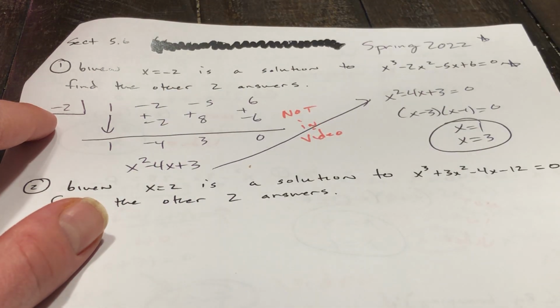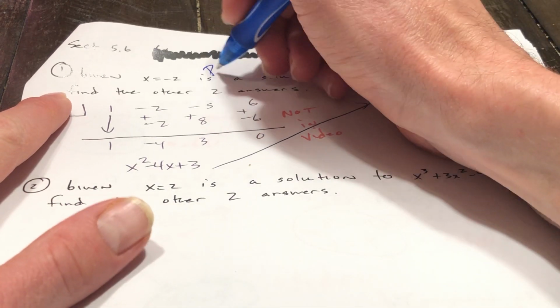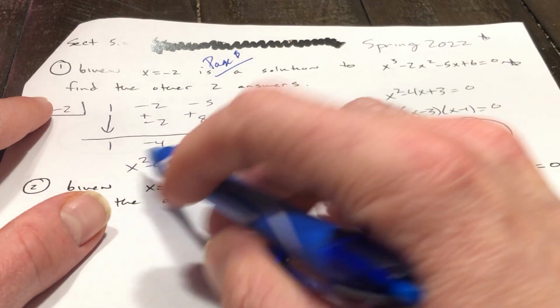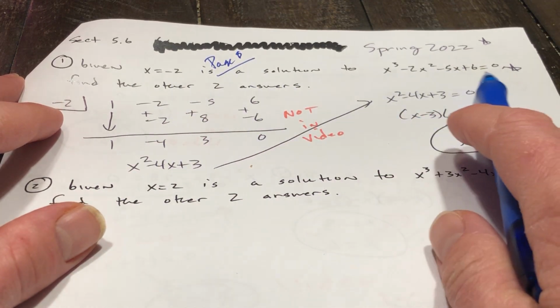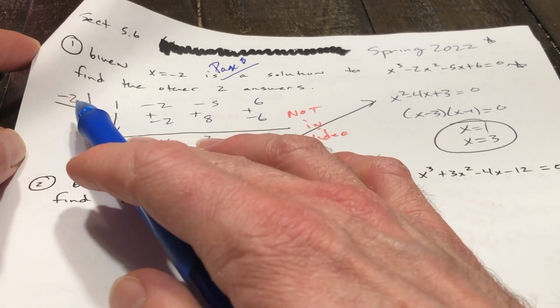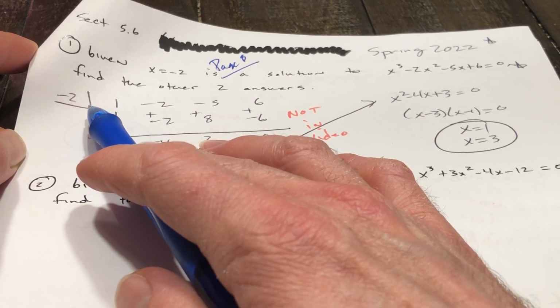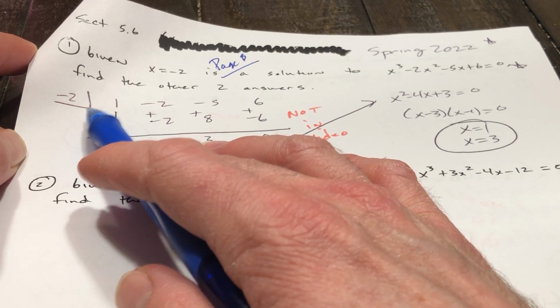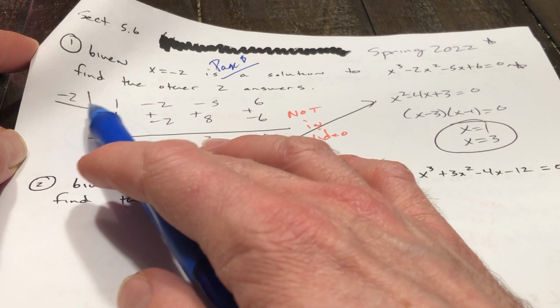Now, some of you have already done this. This is page 8. In some classes, we have done this already. So given that x equals negative 2 is a solution to this, find the other two solutions. If I tell you that x equals negative 2 goes in the cubby, that's like saying x plus 2 is a factor, or divide this by x plus 2. So we said x plus 2 equals 0, which they've already done for us, goes in the cubby.